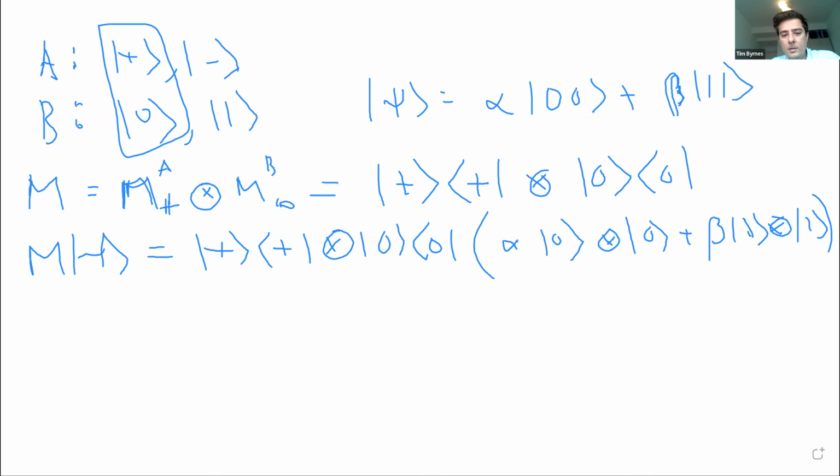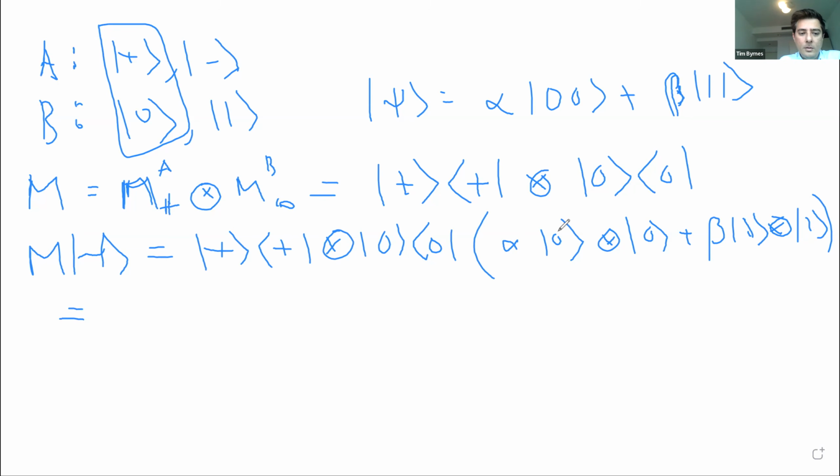So this is Alice has state 0. Bob has state 0 here. Alice has state 1, Bob has state 1 here. Okay, and then what we do is basically just expand this whole thing out.